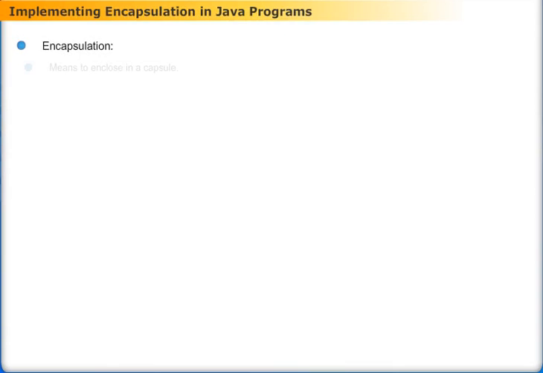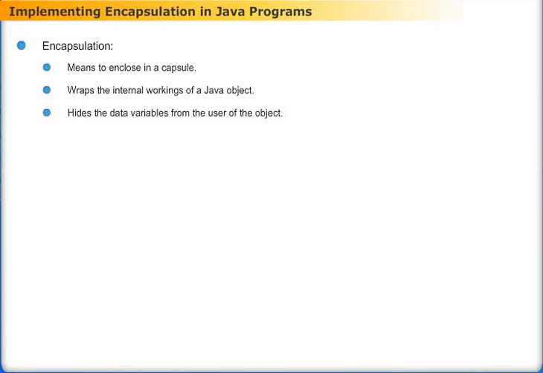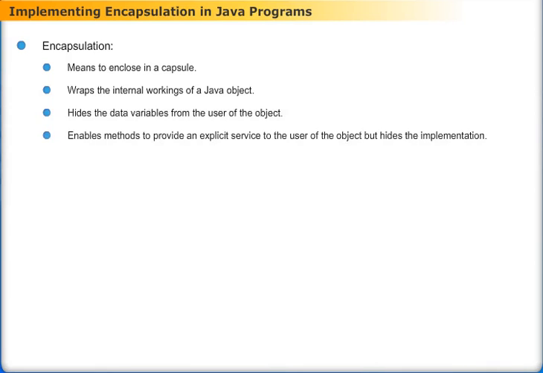The term encapsulation means to enclose in a capsule, or to wrap something around an object to cover it. In object-oriented programming, encapsulation covers or wraps the internal workings of a Java object. It hides the data variables from the user of the object. It enables methods to provide an explicit service to the users of the object, but hides the implementation.